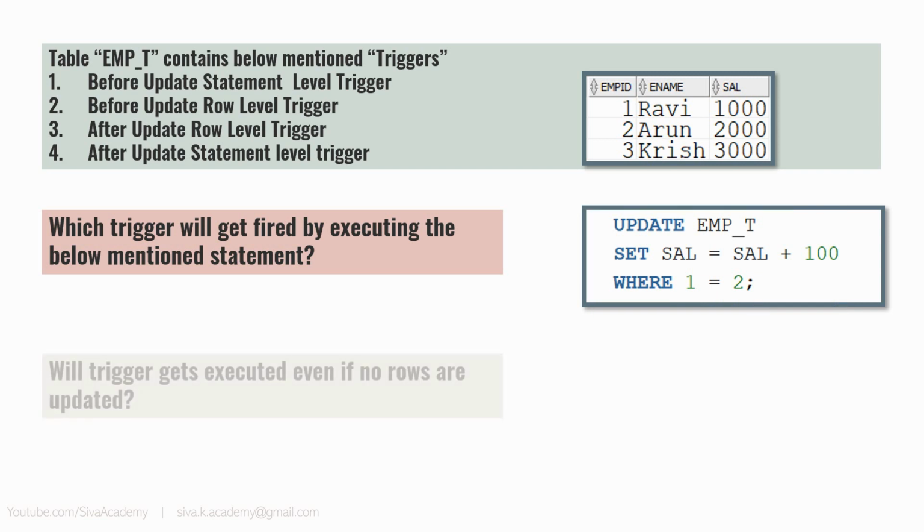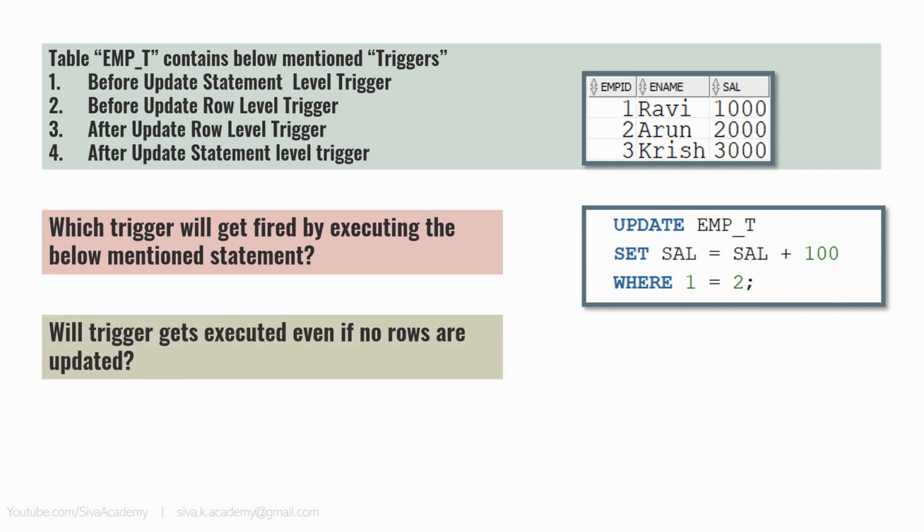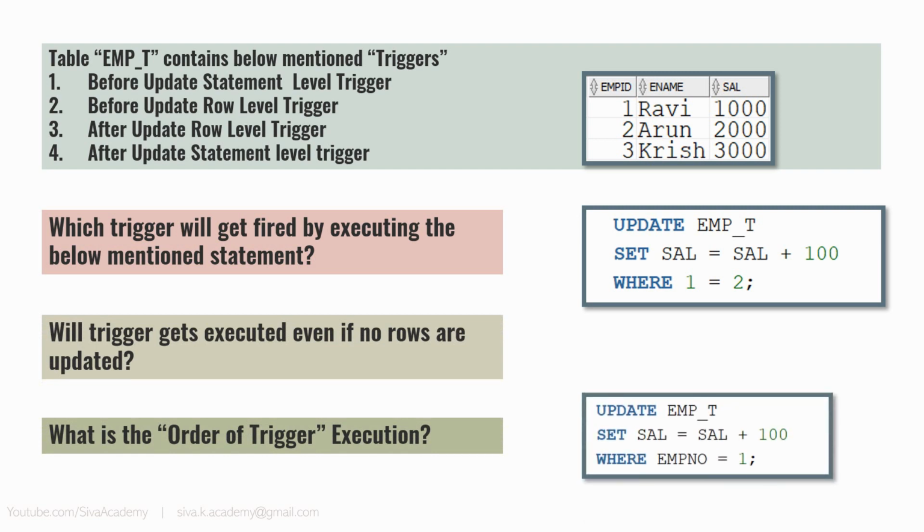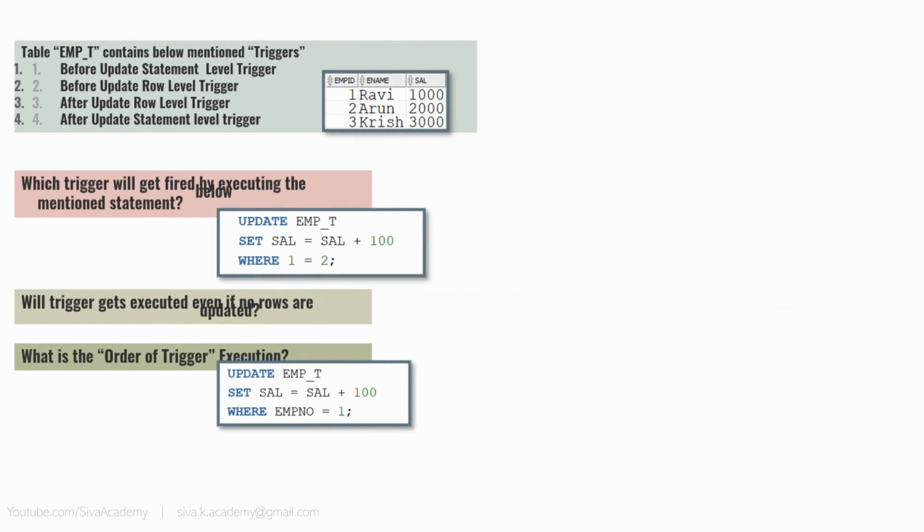The second question is, if an update statement is not going to affect any row, will any triggers get fired or not? The third question is, what is the order of execution if we execute an update statement like this? Obviously, we know that executing an update statement will execute all the update related triggers, but the question here is, in what order do they get executed? Fine. Now let us look into the answer for all these questions.